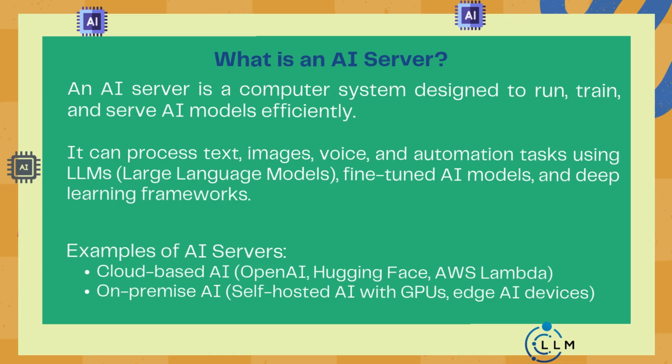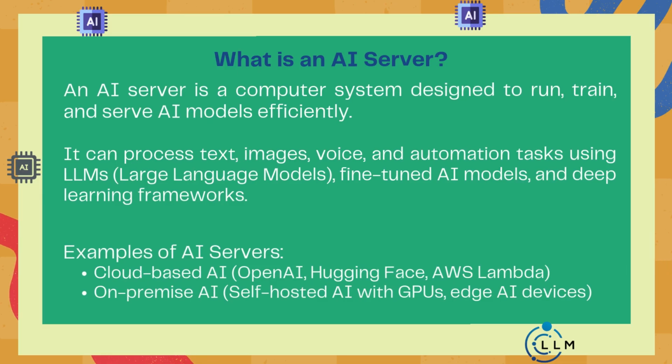Before diving into this, let's get some basic idea about what is an AI server. An AI server is a computer system designed to run, train, and serve AI models efficiently. It can process text, images, voice, and automation tasks using large language models, fine-tuned AI models, and deep learning frameworks. Examples of AI servers: cloud-based AI, OpenAI, Hugging Face, AWS Lambda, etc. On-premise AI, self-hosted AI with GPUs, edge AI devices, etc.